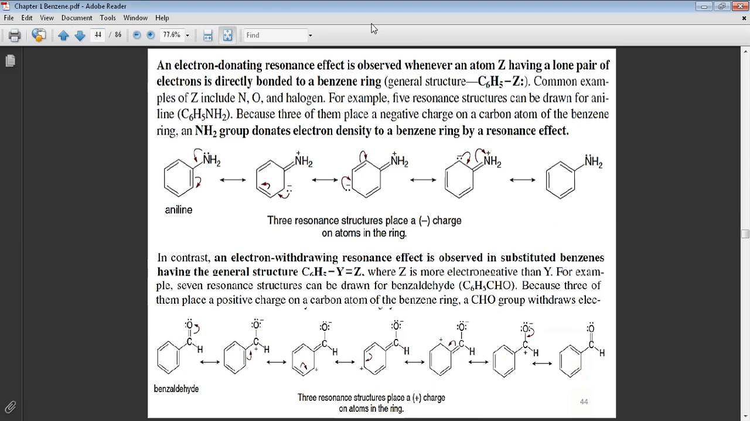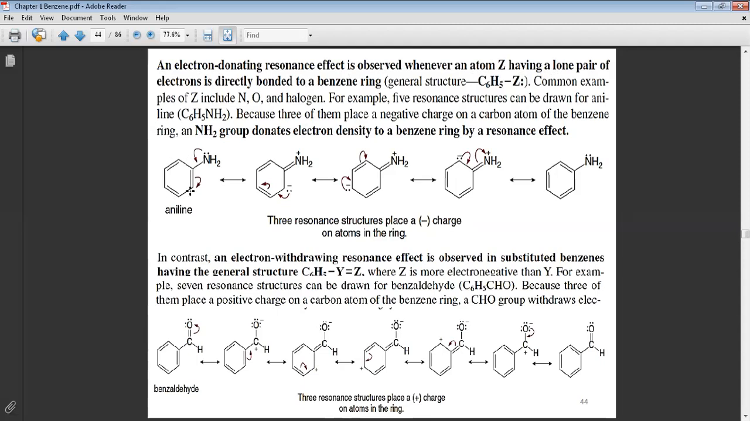I will give you two examples. Also an easy example. Look, an electron donating resonance effect is observed whenever an atom Z, meaning any atom having a lone pair of electrons, is directly bonded to the benzene ring.